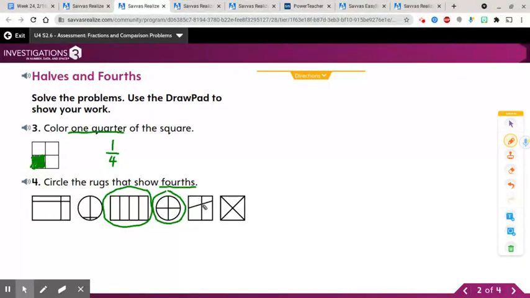And this one does not show 4 equal parts. Here we have another one that shows 4 equal parts.